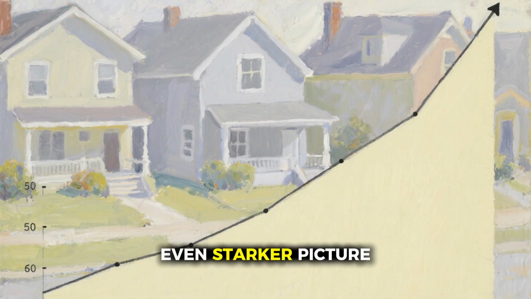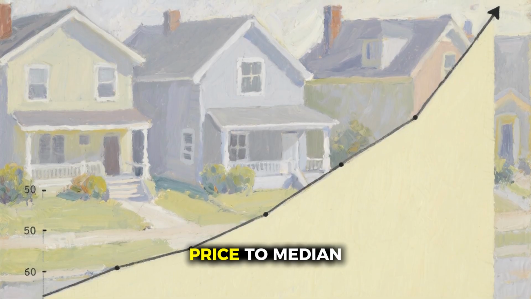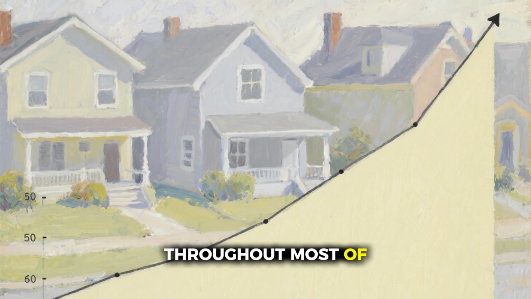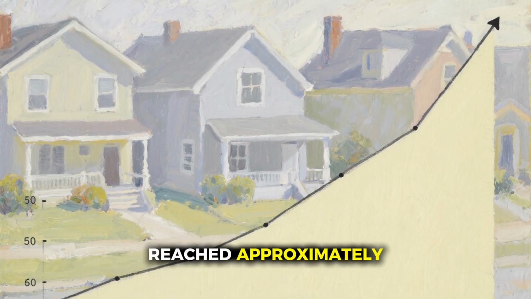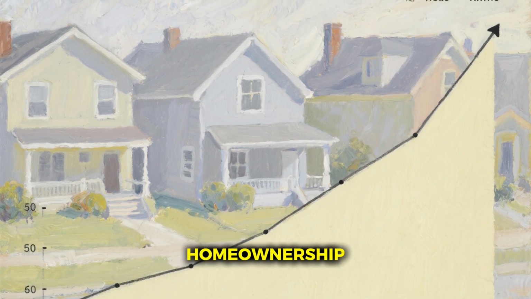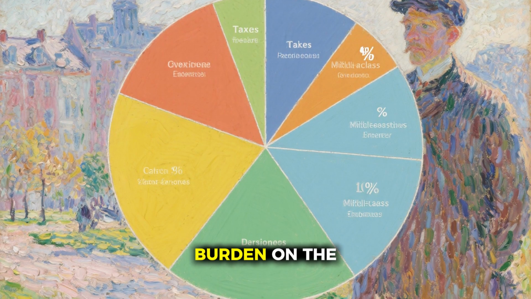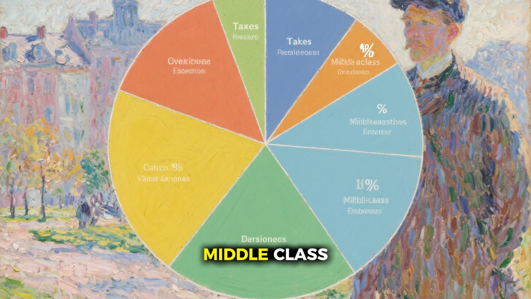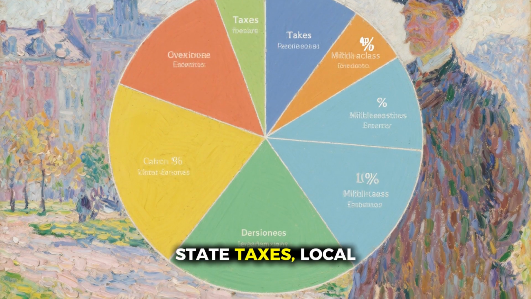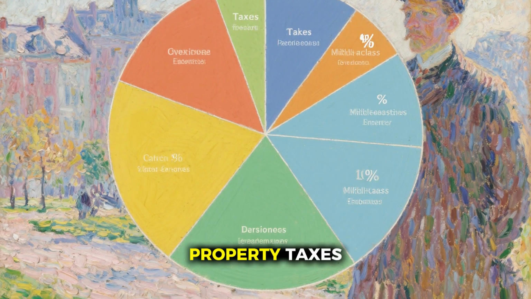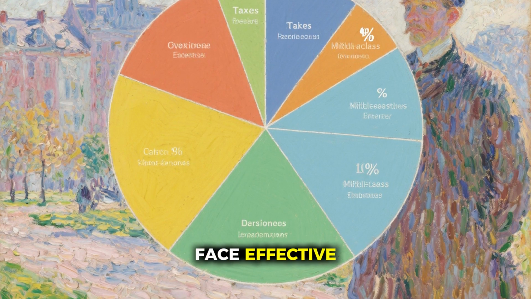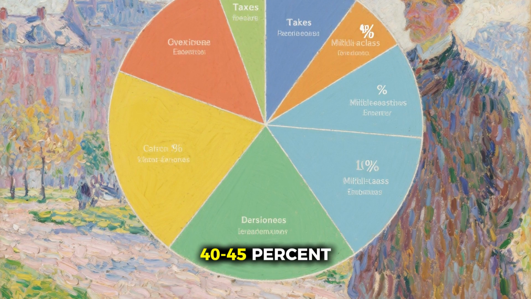Housing presents an even starker picture. The median home price to median household income ratio, which remained around 3.0 throughout most of the 20th century, reached approximately 5.8 by 2023, pricing millions of Americans out of home ownership. Stage 4 also includes the taxation burden on the productive middle class. When federal income taxes, payroll taxes, state taxes, local taxes, property taxes, and various fees are combined, middle-income earners face effective tax rates approaching 40-45%.